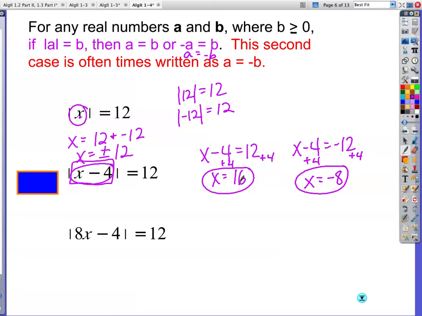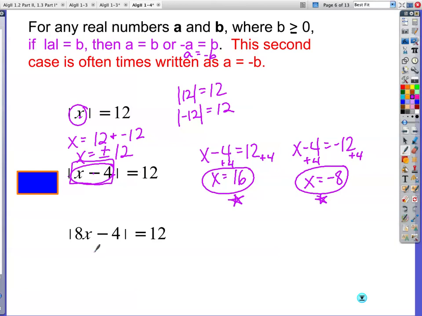Let's try it out. What is 16 minus 4? 12. What's the absolute value of 12? 12. So we know this one works. Negative 8. Negative 8 minus 4 is negative 12. Absolute value of negative 12 is 12. So that works as well.